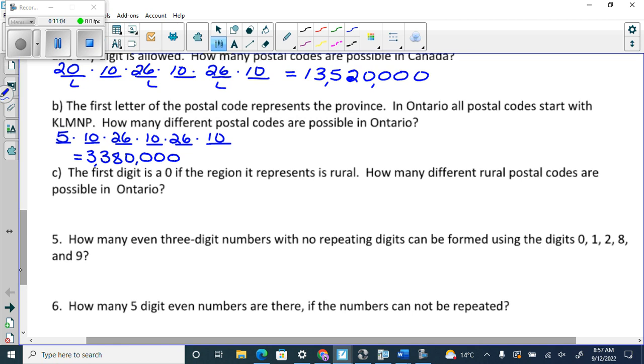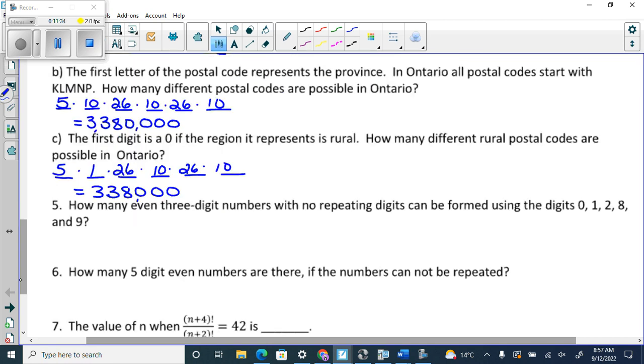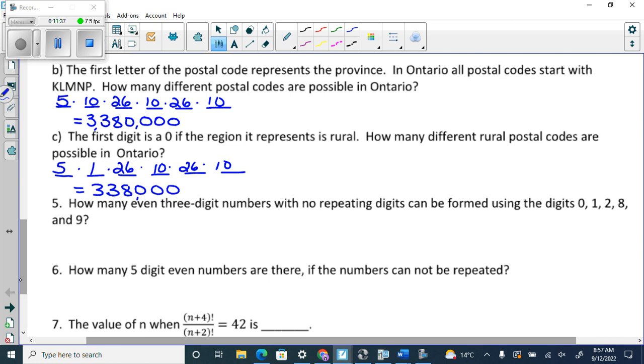All right. How many different rural postal codes are possible in Ontario? 1, 2, 3, 4, 5, 6. The first one has how many blanks? How many numbers? How many letters? 5. The second one has? Okay, thank you. Then? Then. And what do we get? The same number with one less 0. Makes sense. Because we dropped off the 10, right?